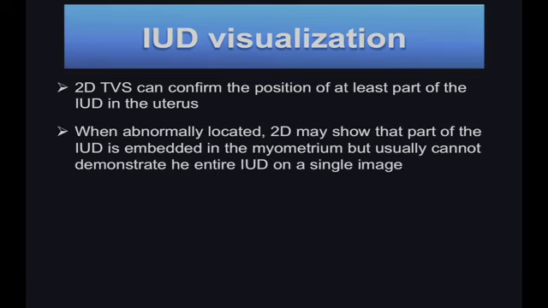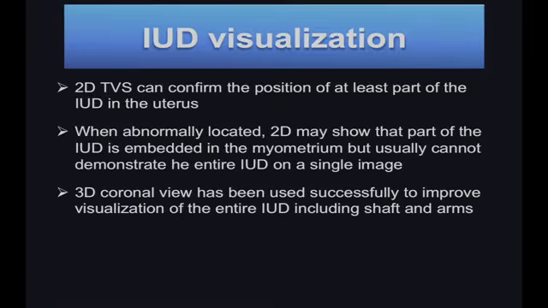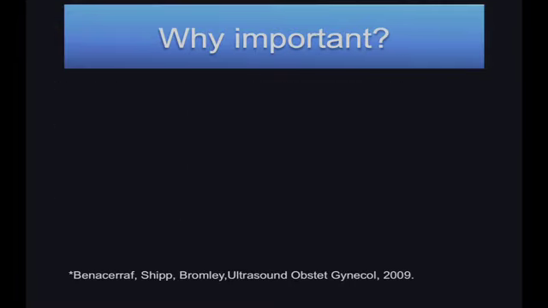So, IUD visualization. We can see here that 2D transvaginal sonography can confirm the position of at least part of the IUD in the uterus, as we saw on these patients. But when abnormally located, 2D may show that part of the IUD is embedded in the myometrium, but usually cannot demonstrate the entire IUD on a single image. But the 3D coronal view has been used successfully to improve visualization of the entire IUD and arms, all on the same image. So why is this important?